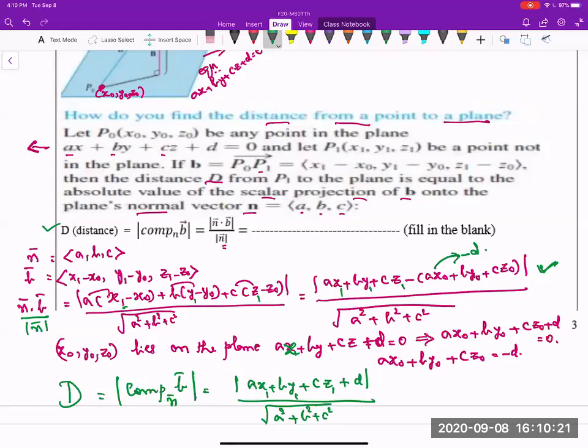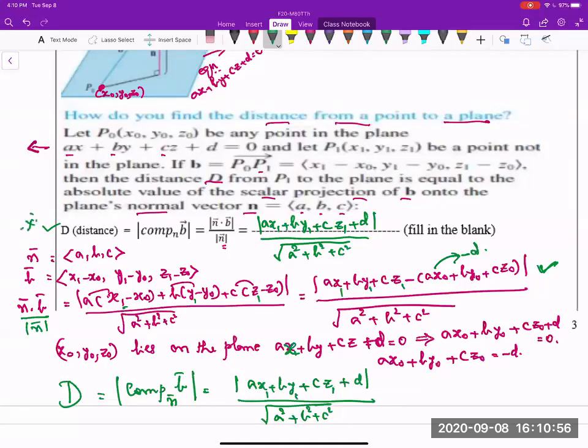So the distance of the point x1, y1, z1, or distance of the point P1 from the plane is given by, I'm going to fill in this information now, absolute value of a x1 plus b y1 plus c z1 plus d, divided by square root of a square plus b square plus c square.